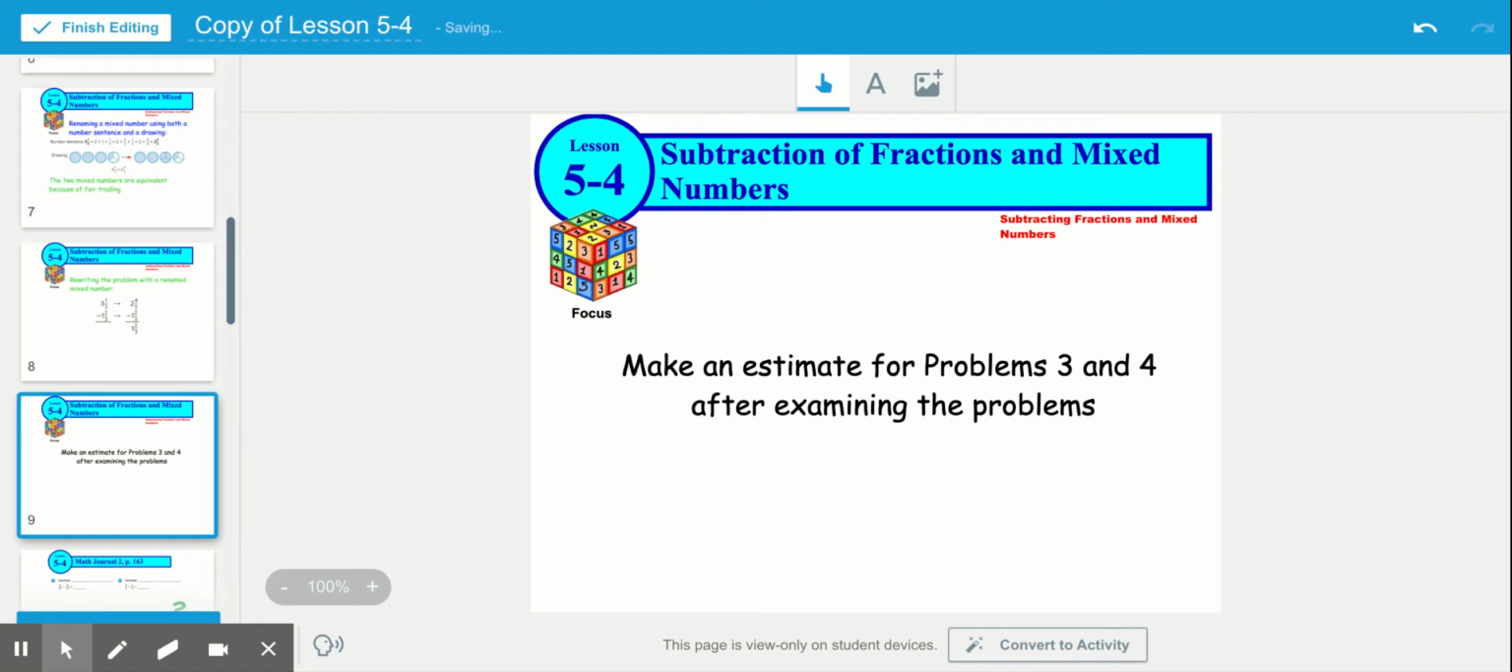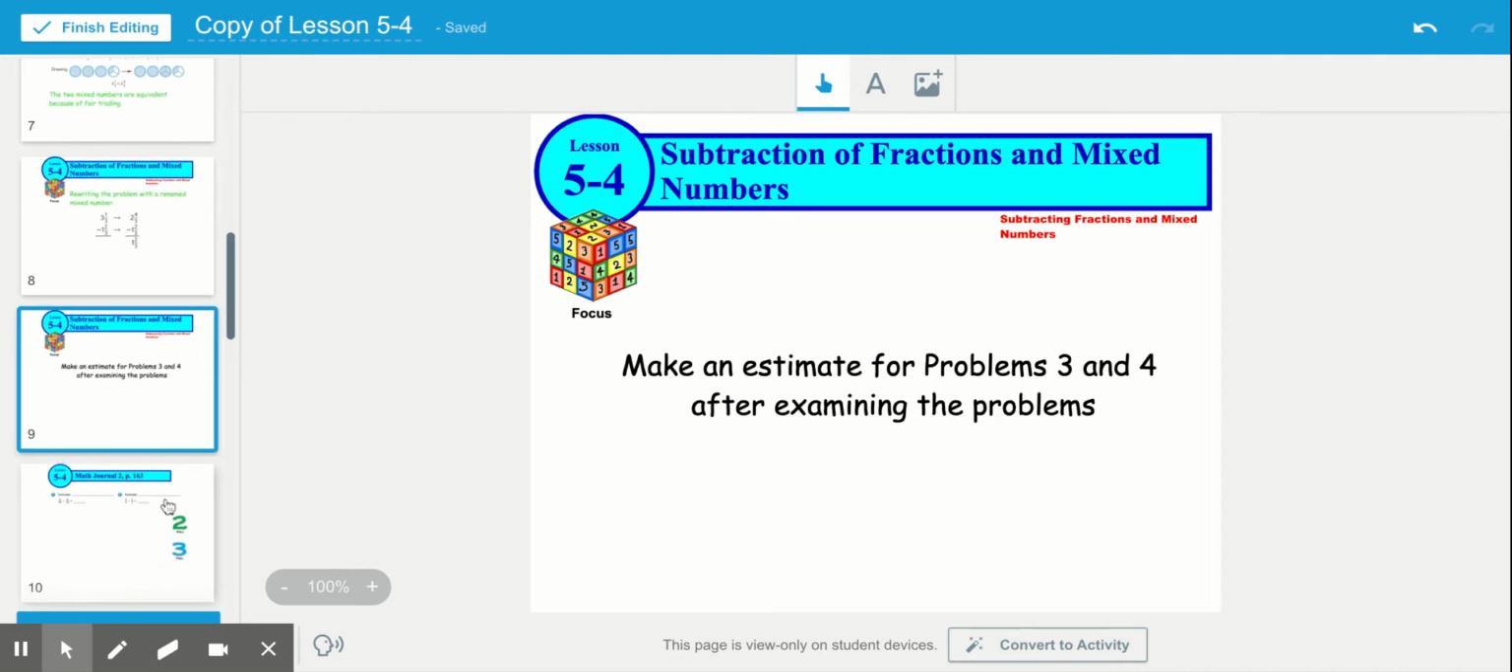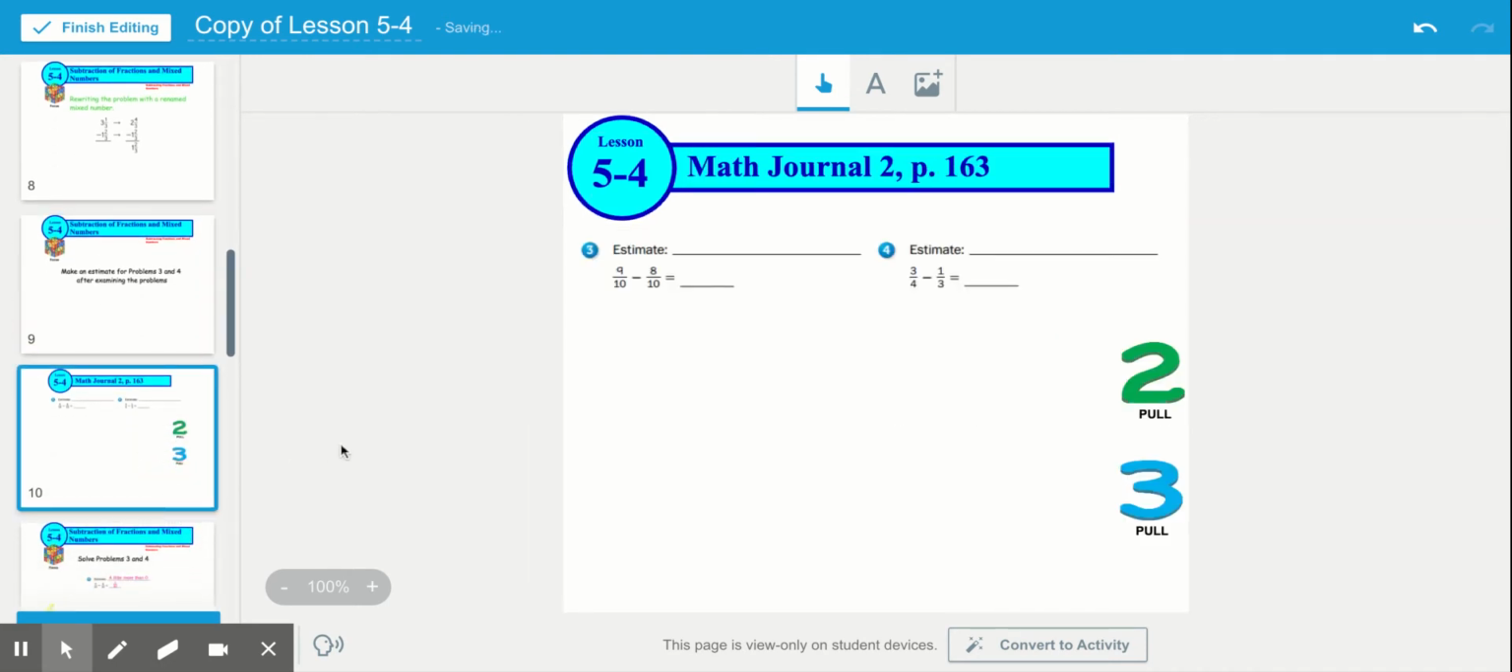So look at problems 4 and 3, or 3 and 4, whichever way you want to say it. After examining the problems, make an estimate. So you'll see we have 9/10 minus 8/10, and we have 3/4 minus 1/3. These have similarities and they have differences within these, just like 1 and 2 did. You'll notice that on problem number 3, we have common denominators already, and in problem number 4, we do not. So you are probably going to have to do 1 or 2 more steps extra in problem 4 before actually doing that subtraction.